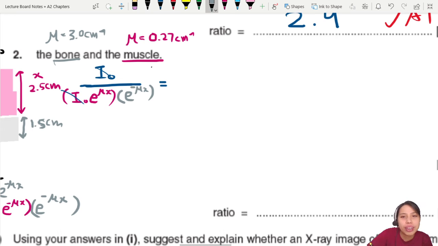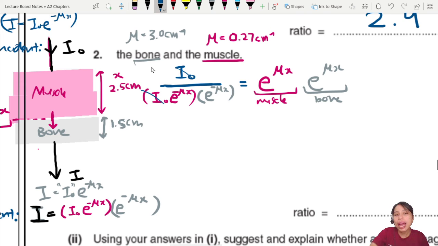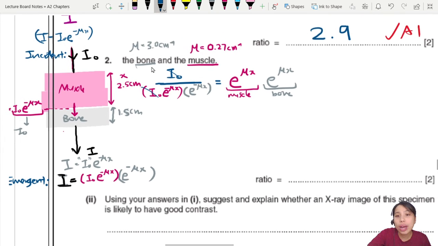I was like, something's not quite right. So I'm going to shortcut and move all this up because I don't want the 1 over e. So this will just be e to the mu x of the muscle, times e to the mu x of the bone. Wow, this is interesting. Can multiply like that? Yes. For every layer you pass through, you just multiply the ratios together. So make sure you know why it is so.